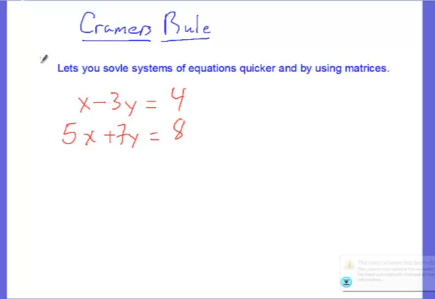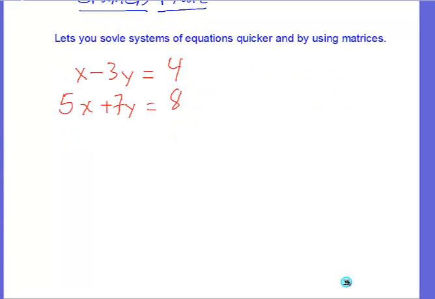So what we're going to have here is a system of two equations: x minus 3y equals 4, and 5x plus 7y equals 8. When you're solving a system of equations using matrices, aka Cramer's rule, the first thing you need to do is get your coefficients and put them in a matrix.